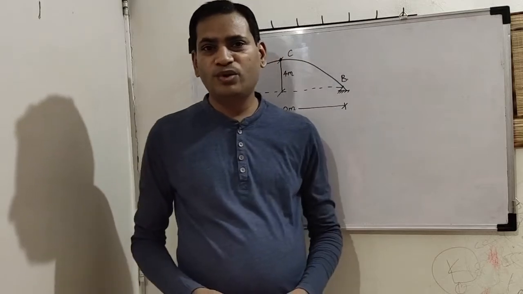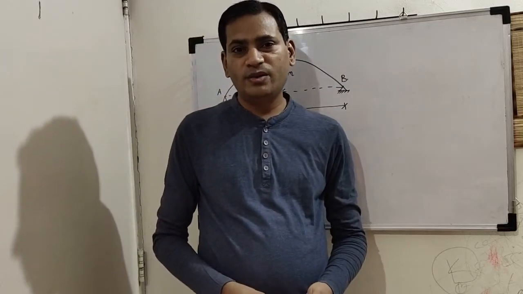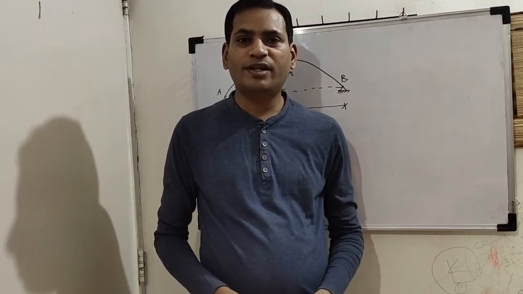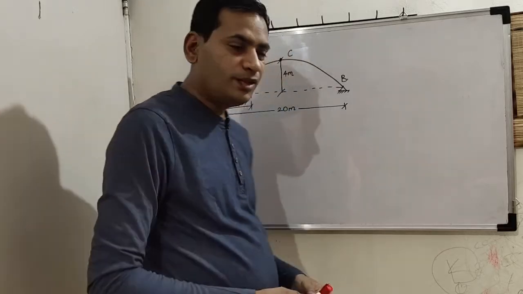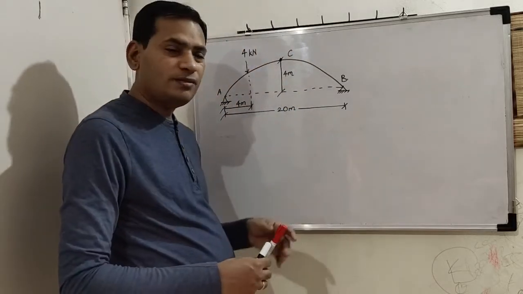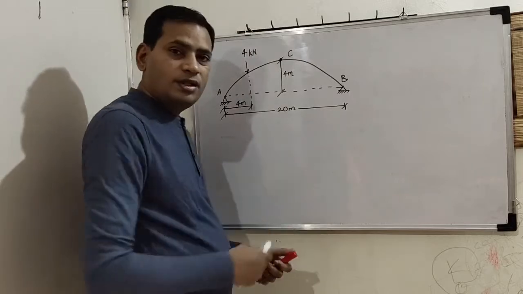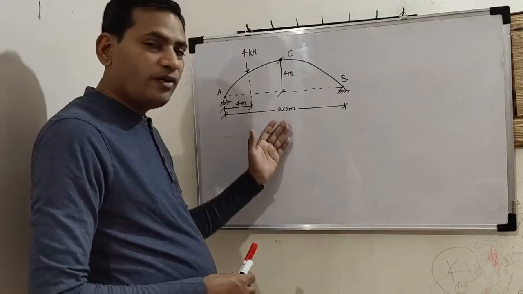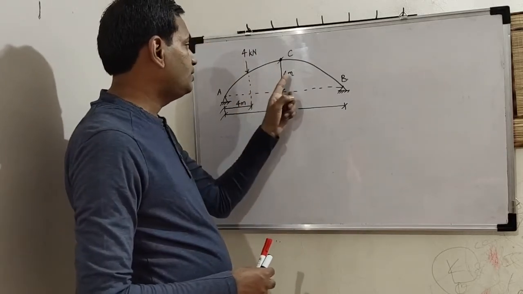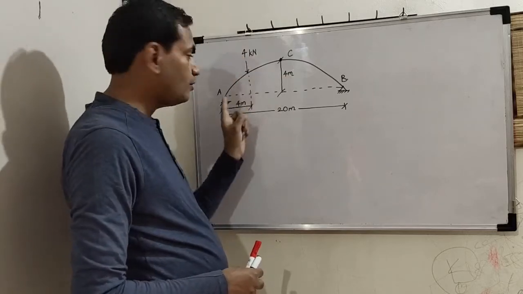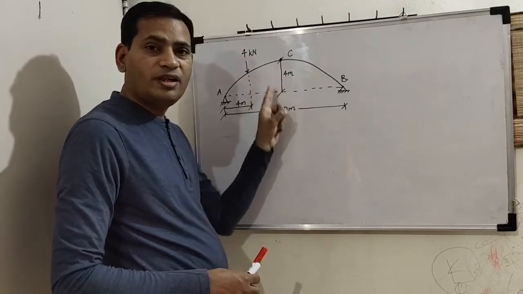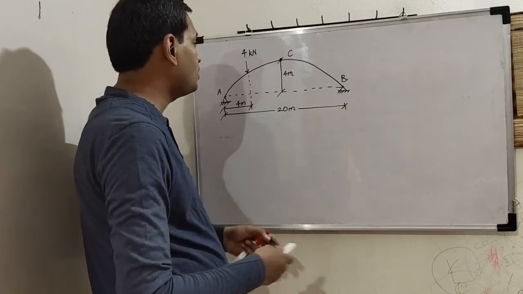We shall solve one more numerical for finding out reactions and bending moment, very much similar to the previous session. I have changed the loading, I have kept the span the same, and I have changed the distance of the point load from support A as well as the central rise. Okay, so let us start.